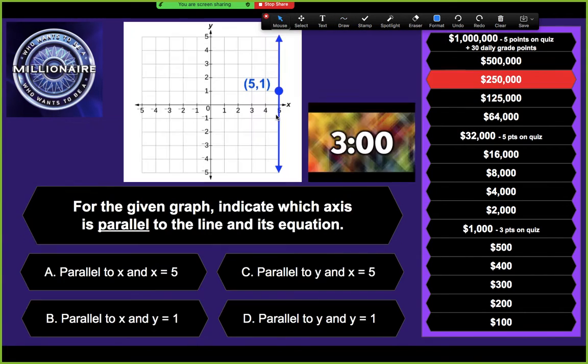All right? For the given graph, indicate which axis is parallel to the line, so either the x-axis or the y-axis, and find its equation. All right, so make sure that for the equation, notice what number we're going through, and is that an x or a y? Because that helps out a lot. So if you need more time, pause here, and now we're going to go over it in the next one.